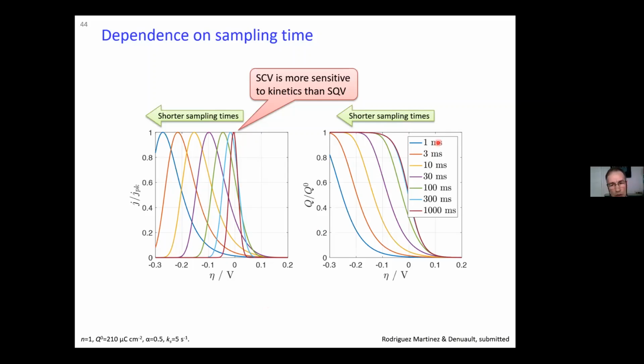Yeah, I should mention the corresponding sampling times. So we can see that just changing the sampling time with reasonable times, so that's 1 second, that's 300 milliseconds, the sample current voltammograms are quite sensitive to the time in that region.